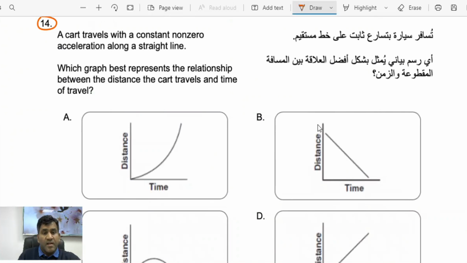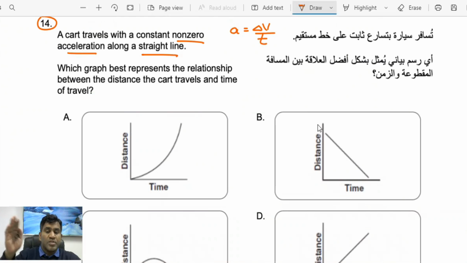They are saying a car travels with a constant, look at here, constant non-zero acceleration along a straight line. When the object is moving on a straight line and acceleration is not zero, then definitely there is an increase in the velocity of that object. Why? Because the definition of acceleration is the change in velocity by time. So if velocity is changing, it means final velocity, initial velocity. If there is a change in the velocity, then only acceleration becomes non-zero, whether it is increasing or decreasing.